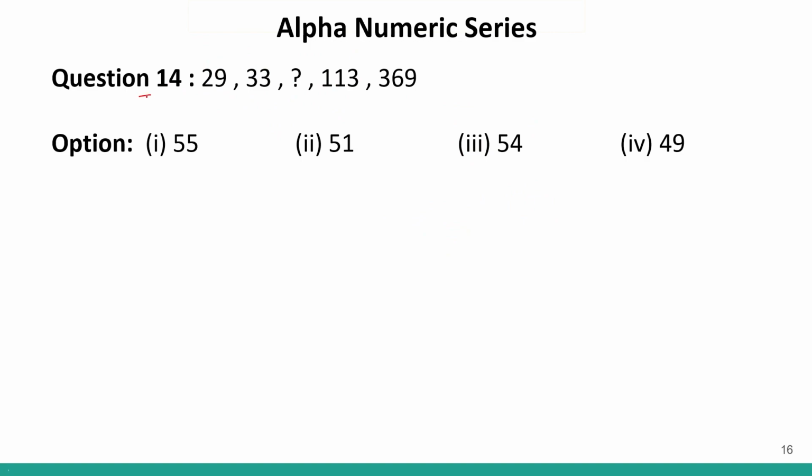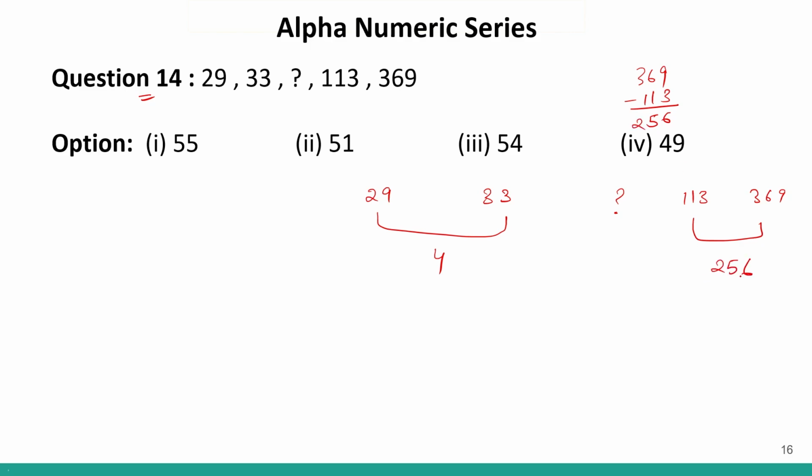Okay. Question number 14: 29, 33, 113 and 369. So over here, if I see the gaps between them, missing series, 113 and 369. Over here, the gap is of 4. And over here, the gap is 369 minus 113, which is 256. Correct? This is 256. 256 is actually related to 4. How? This is 4 raised to the power 1 and this is 4 raised to the power 4. 256 is 4 raised to the power 4.